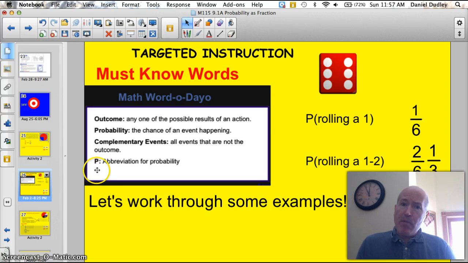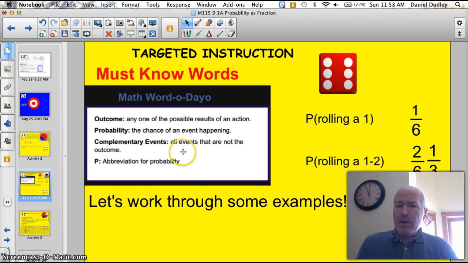Probability is a chance of an event happening. Oftentimes we abbreviate probability as just P. Like here, what is the probability of rolling a 1? Well, I could roll a 1, a 2, a 3, a 4, a 5, or 6. So there's 6 possible outcomes, and only one of them is a 1. So my chances are 1 in 6. What is the probability of rolling a 1 or a 2? Well, now I have 2 chances out of 6, but I have to express that in simplest form, which is 1/3.